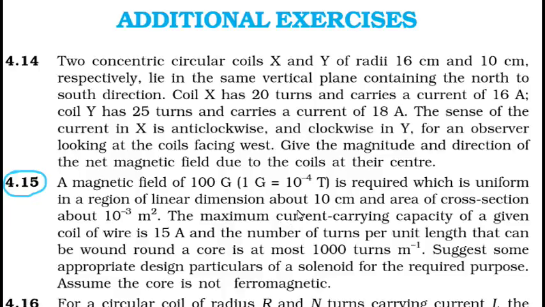The maximum current carrying capacity of a given coil is 15 ampere. The number of turns per unit length that can be wound around the core is at most 1000 turns per meter. Suggest some appropriate design particular to the solenoid for the required purpose. Assume the core is not ferromagnetic. Let us see the solution.